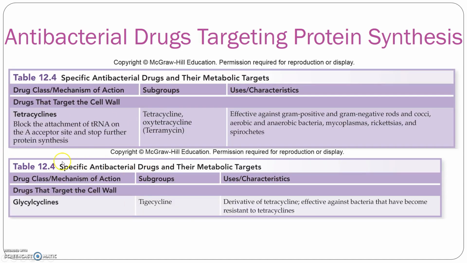All right, so this just talks a little bit further about the tetracyclines, the specific action. This looks like it is a misprint here. This should be drugs that target the protein synthesis, not the cell wall. So tetracycline is the most common, and tigecycline is another type of derivative of tetracycline.